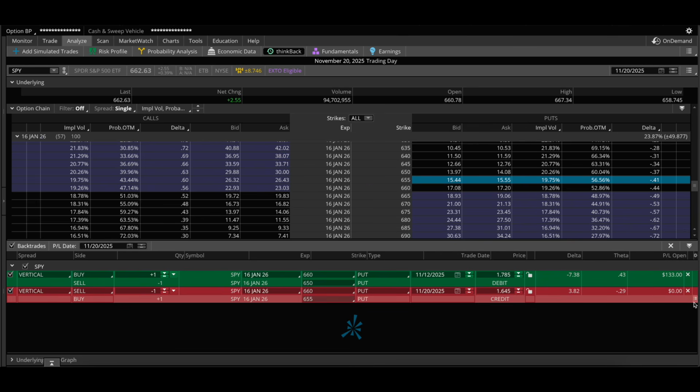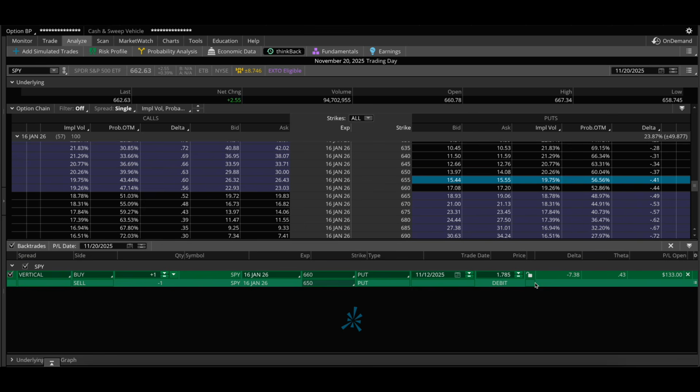So basically, what I'm looking at here is a decision. Do I hold the put debit spread and hope that the market continues to sell off and move downward so I can harvest more profits from this put debit spread? Or do I simply lock in profits at $133? So really it just becomes a binary choice. What do I do here?